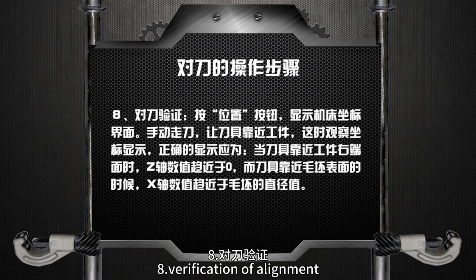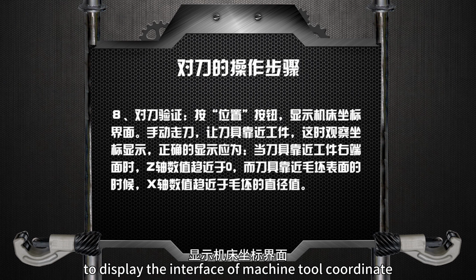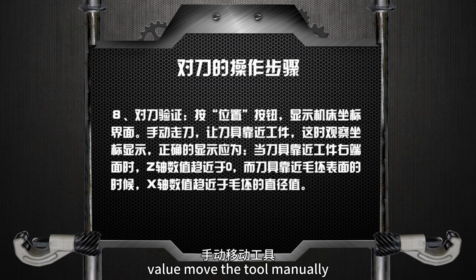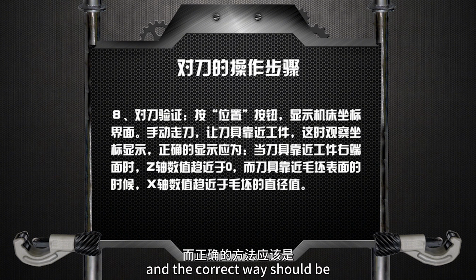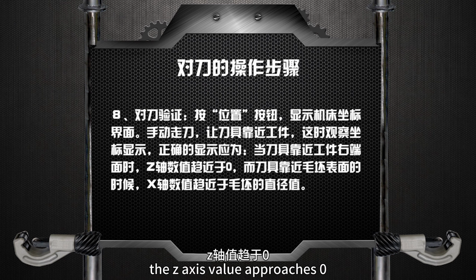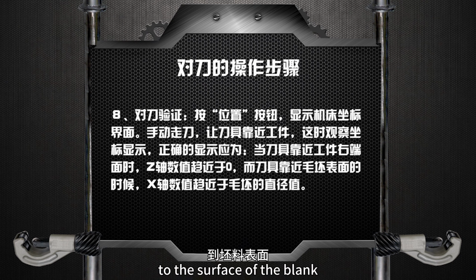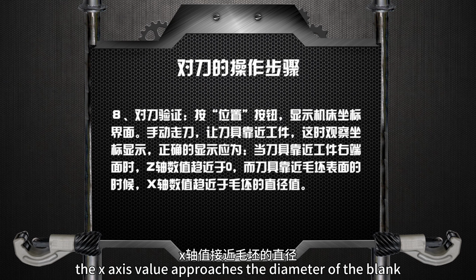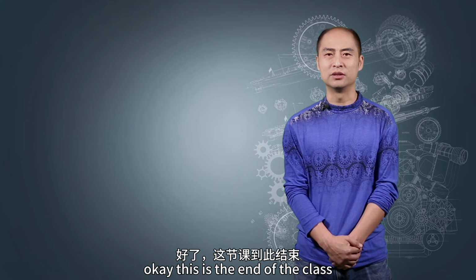Eighth, verification of alignment. Press Position to display the interface of machine tool coordinate values. Move the tool manually to make it close to the workpiece. Observe the coordinate values displayed on the screen. And the correct result should be that when the tool gets close to the right end of the workpiece, the z-axis value approaches 0. And when the tool gets close to the surface of the blank, the x-axis value approaches the diameter of the blank. Okay, this is the end of the class.